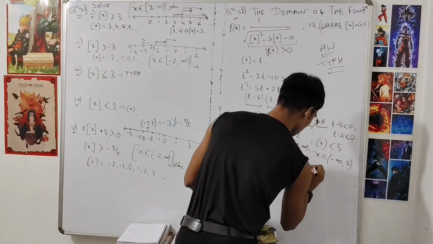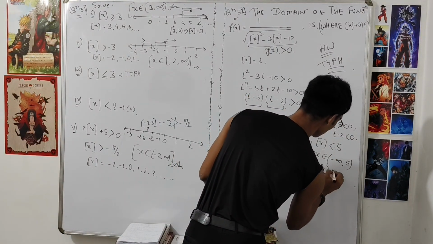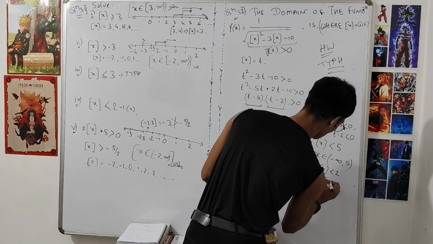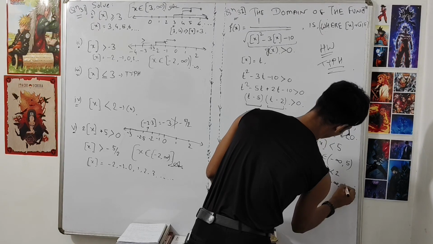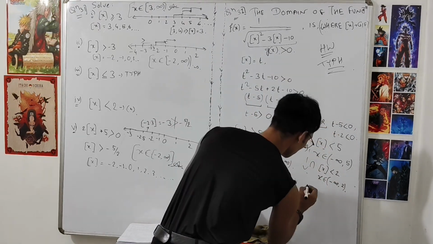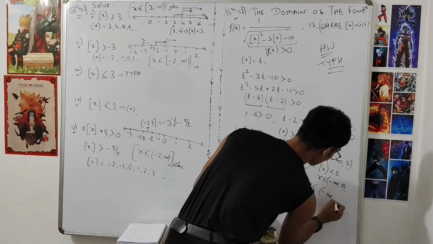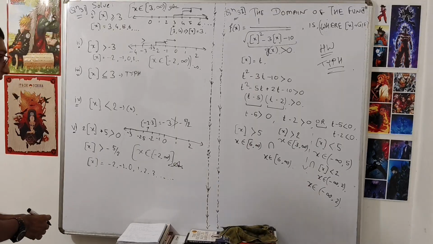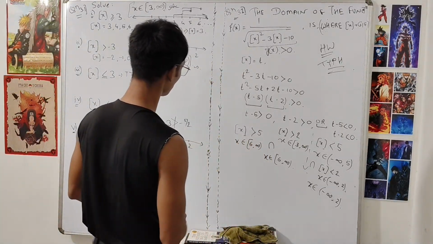Now, with this we have to take the intersection of what? Where [x] is less than 2. So x belongs to minus infinity comma 2. Yes, if we take the intersection of both, we get x belongs to minus infinity comma 2. Okay, x belongs to minus infinity comma 2. Okay, are we making some mistake?